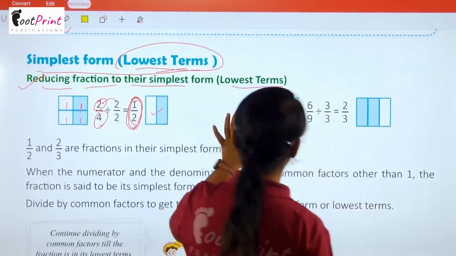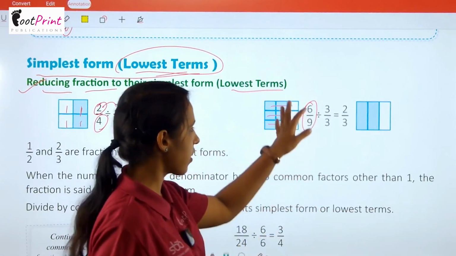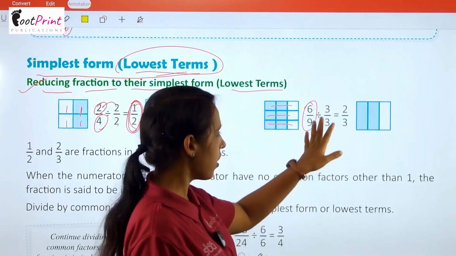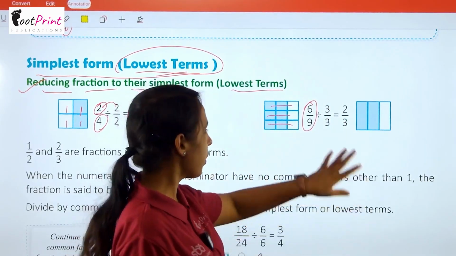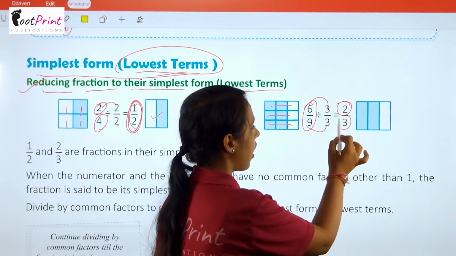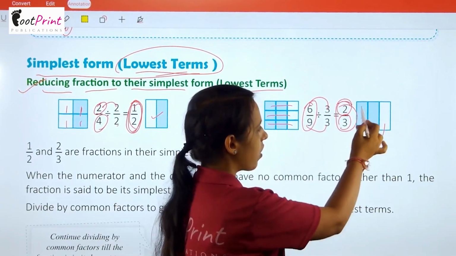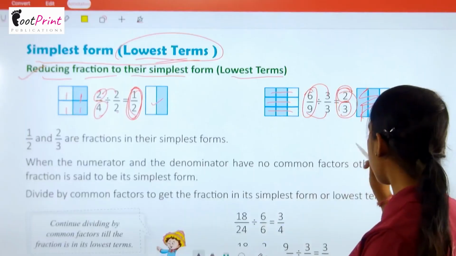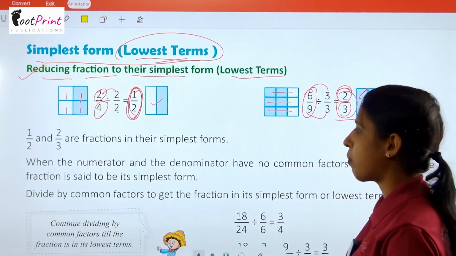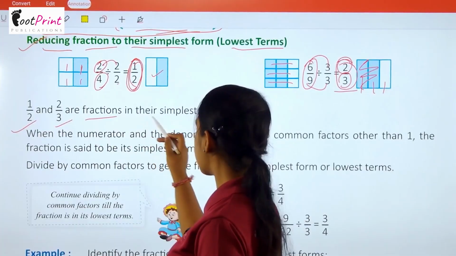Here one more example is there. 6 by 9. So 9 parts are given and 6 are shaded. So it will become 6 by 9. If we divide 6 by 9, both numerator and denominator, by 3, what will we get? We get 3 twos are 6 and 3 threes are 9. The fraction will become 2 by 3, means 3 parts are total parts and 2 parts are shaded. Here we can also say that 2 by 3 is the lowest term or simplest form of 6 by 9. So here 1 by 2 and 2 by 3 are fractions in their simplest form.